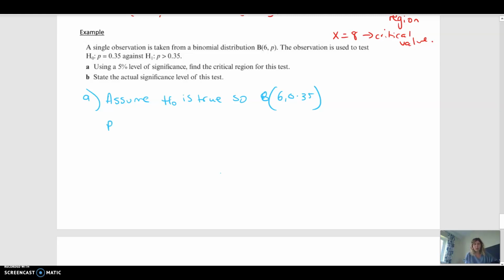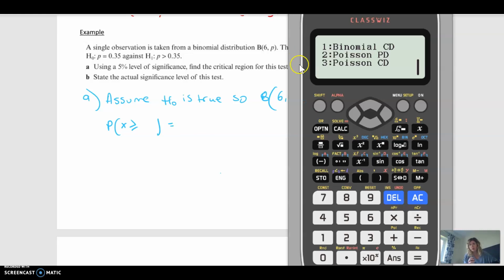Okay, so we're looking at the probability where x is greater than or equal to something. Now we don't 100% know what this is, so we just need to do the calculation, and it's a bit of trial and error, but you will get used to thinking about what values to use. So you're using binomial CD, actually, sorry, I should do binomial CD with a list. That's probably the best way to do it.